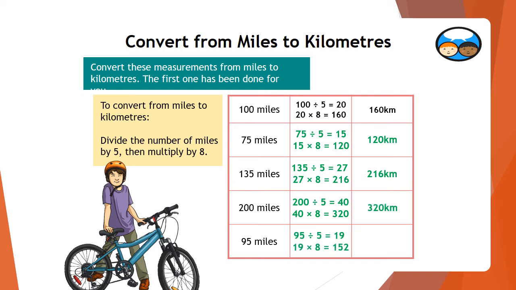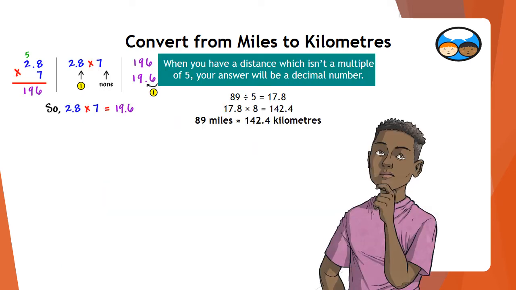95 divided by 5. Well, 95 divided by 10 is 9.5. So 95 divided by 5 is 19. 19 times 8, 152. Well done if you managed to get those. Remember, you'll probably need to use lots of written methods for this, and that's perfectly fine.